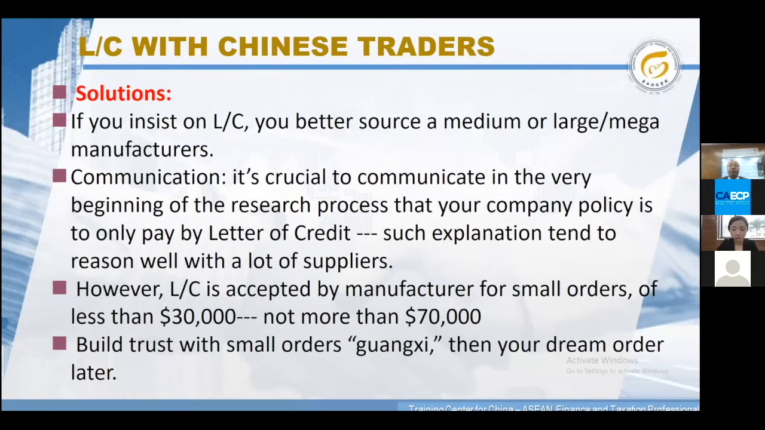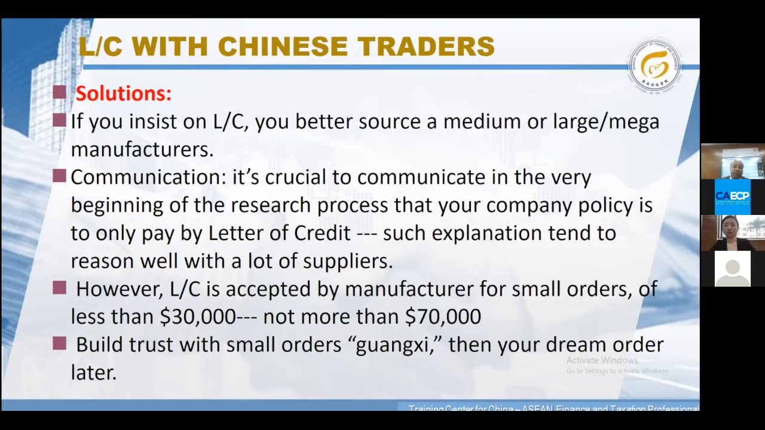Some business person somewhere in the place where I was before, they go to the bank, and the bank is proposing to give them more money than they want. Of course, they do that because they trust the company, and the company will pay some interest. But the company is not interested in that, for example. But small companies are not like that. They are not always getting what they want from banks. So if you insist on letter of credit, you'd better source medium and large mega manufacturers in China.